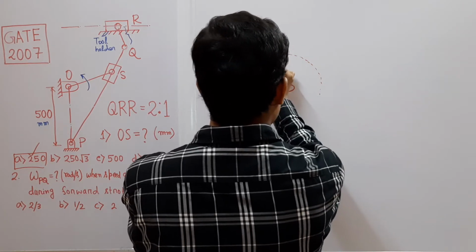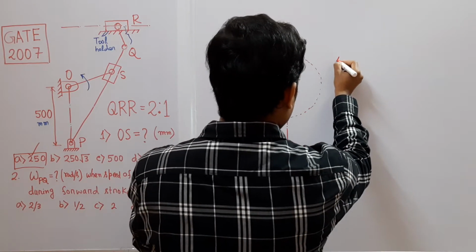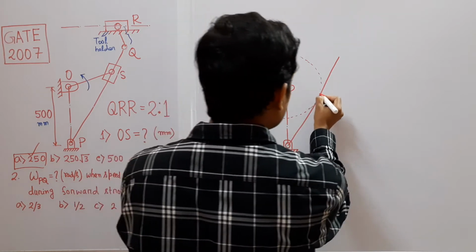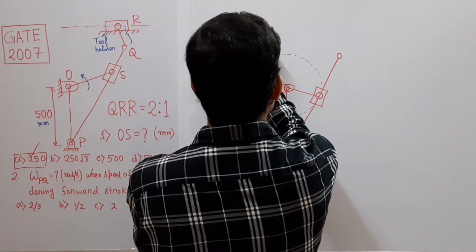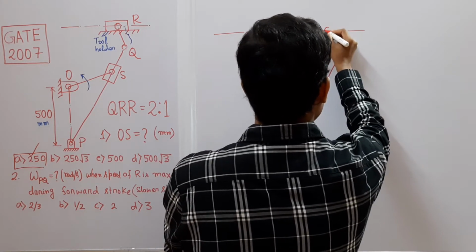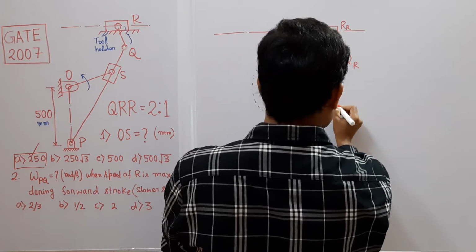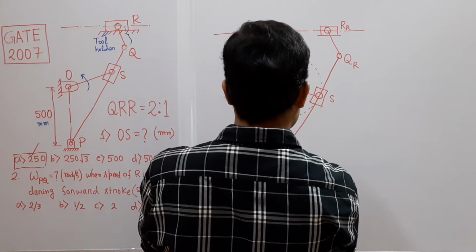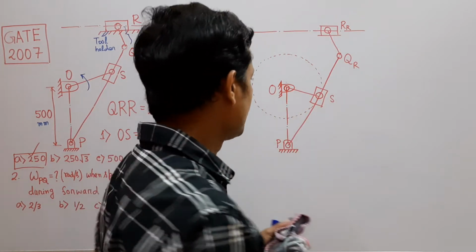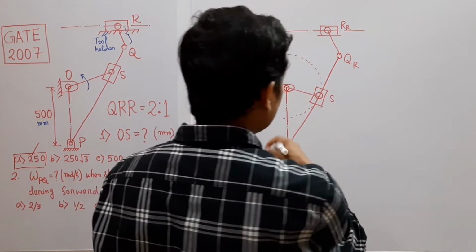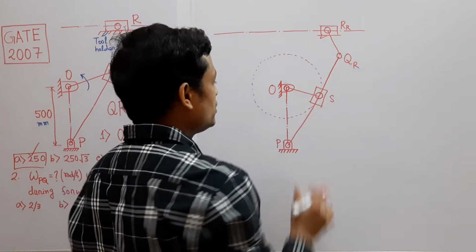This is the circle generated by point S. Now, when the slider is at extreme right position, so this is RR, this is QR, this is point P, and this is O, this is SR. Or let me denote this by only S for your understanding. Now let me check at this instant when the block is at extreme right position, or the tool holder is at extreme right position, what is the velocity of this block?